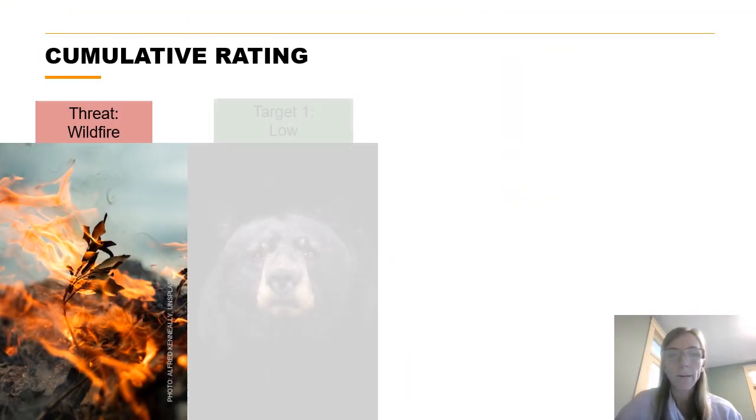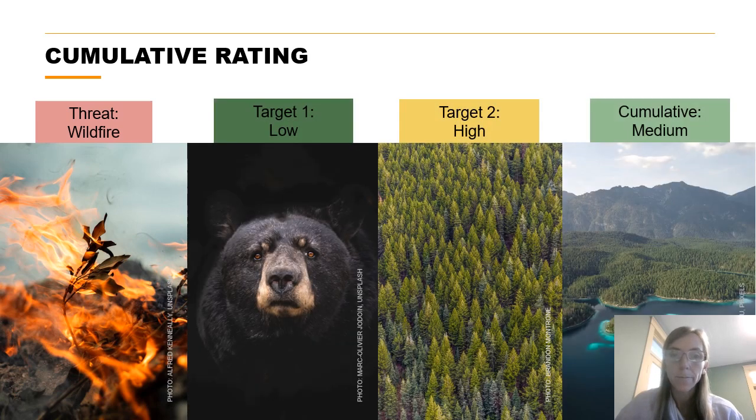So one of the powerful things about the tools that we use in the conservation standards is the ability to actually rate the total impact of a single threat and think about its cumulative impact on the targets. So a wildfire threat may have a low impact on one of the conservation targets, such as black bears, but it might have a high impact on coniferous forests. And that might give us a cumulative impact that's medium.